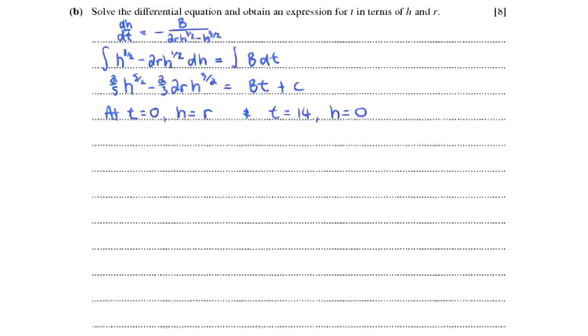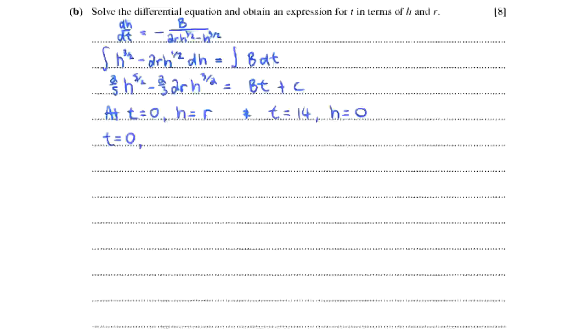Now we can use that information to hopefully find some of these variables. Let's start with t equals 0. That's always nice when your time is 0, because anything with a t just disappears. So t equals 0 and h equals r.